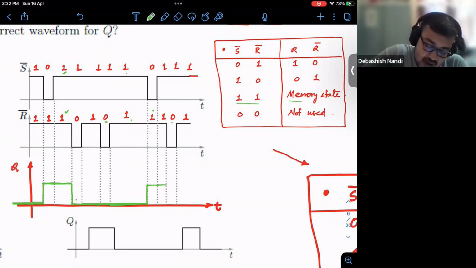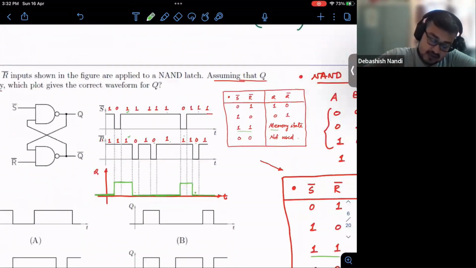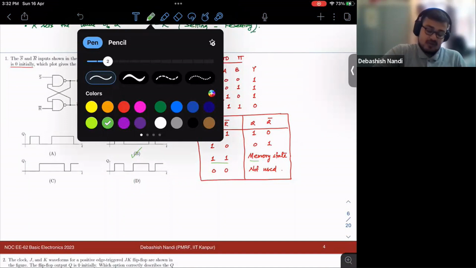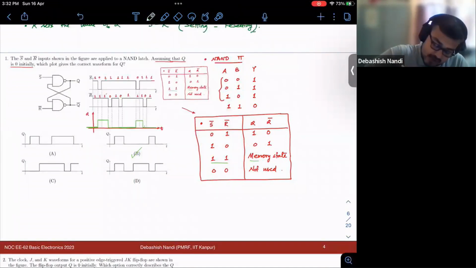Then again R bar becomes 0 and this becomes 1, so this will drop down. Fine. And then again it continues to be in the memory state. That means you do not apply any change after that, so it will hold this previous value, right? Fine. So your Q waveform will look something like this. Now can you see if any of the waveforms are matching with this? We can see that yes, B would be the right option, right? So in this way, you can solve this kind of problems.